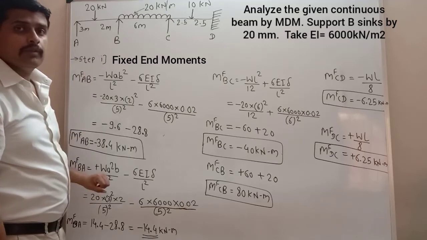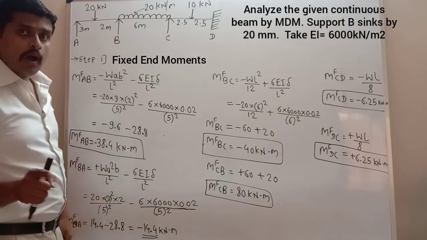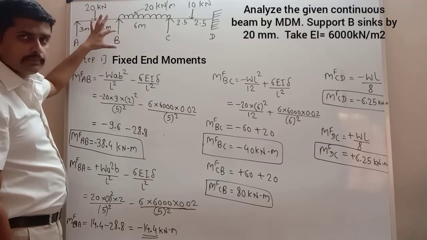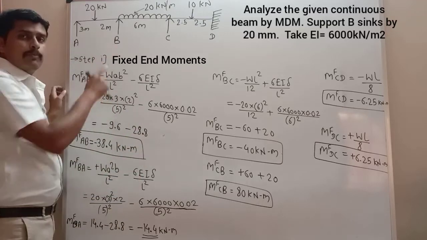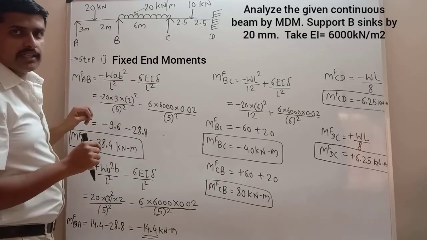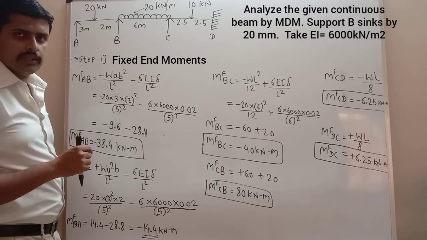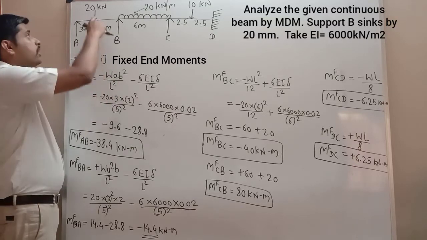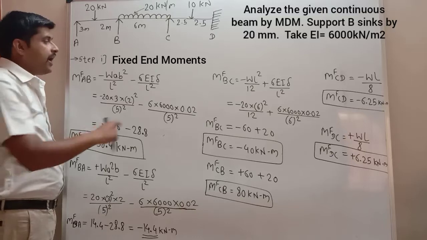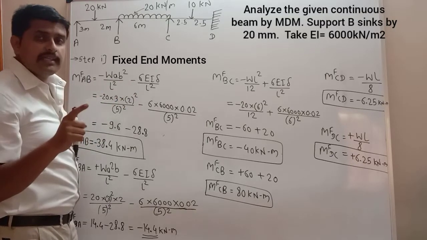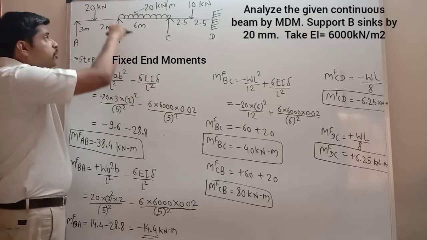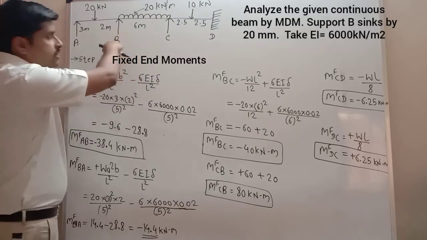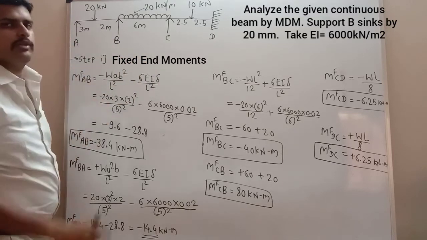For AB, support B settles down with respect to A. It means the right hand support goes in the downward direction with respect to the left hand support. So our fixed end moment will be minus Wab square upon L square due to the 20 kilonewton point load, and minus 6 EI delta upon L square due to sinking of support. Why minus? Because the right hand support settles with respect to the left hand support.